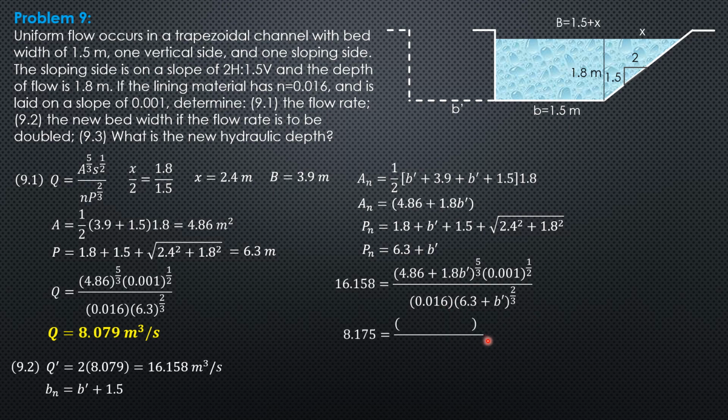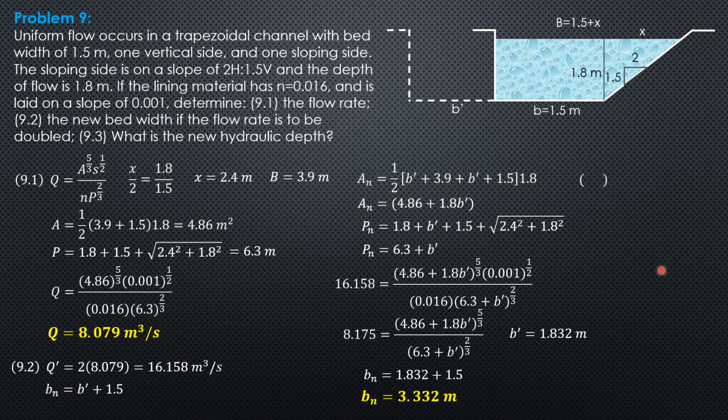Simplifying further, 8.175 equals quantity 4.86 plus 1.8 B prime to the 5/3 over quantity 6.3 plus B prime to the 2/3. So by trial and error for those who are not allowed to use a scientific calculator, but if you are allowed to use a scientific calculator, then you can solve for B prime immediately. So B prime is 1.832 meters. Then the new width is 1.832 plus 1.5. So it is 3.332 meters.